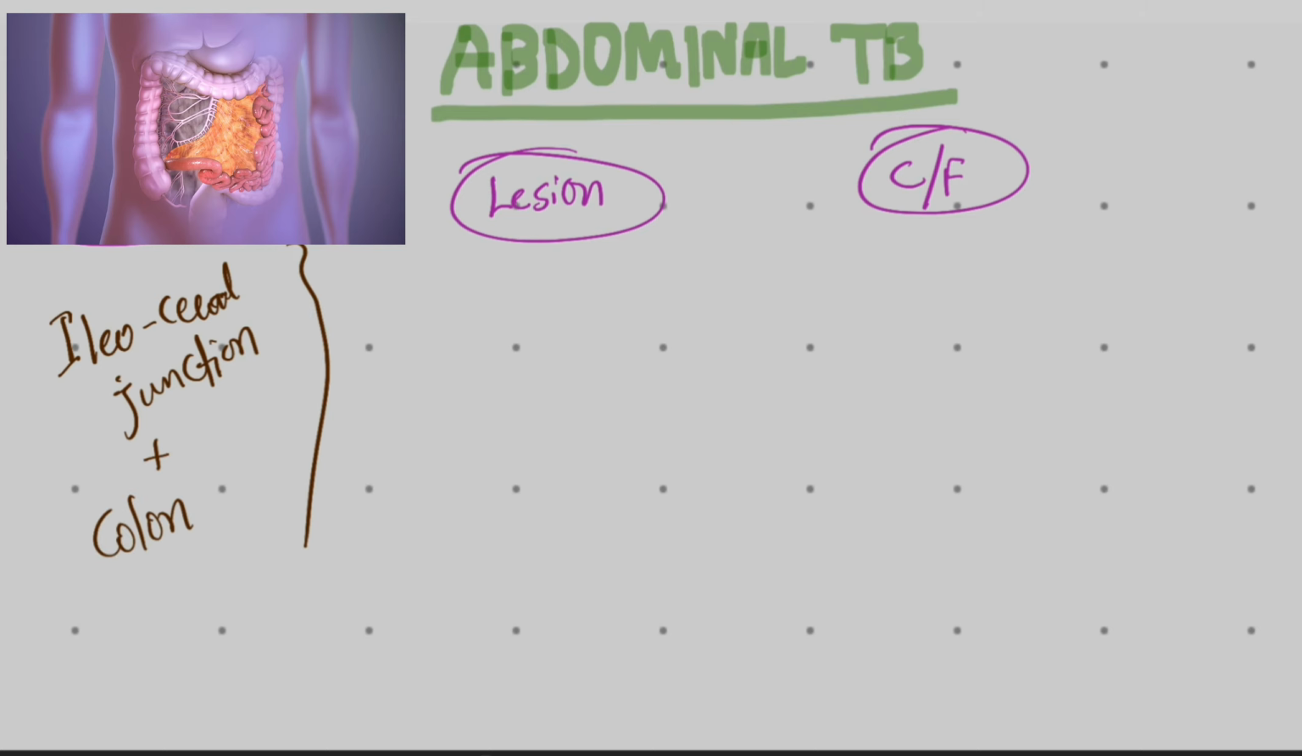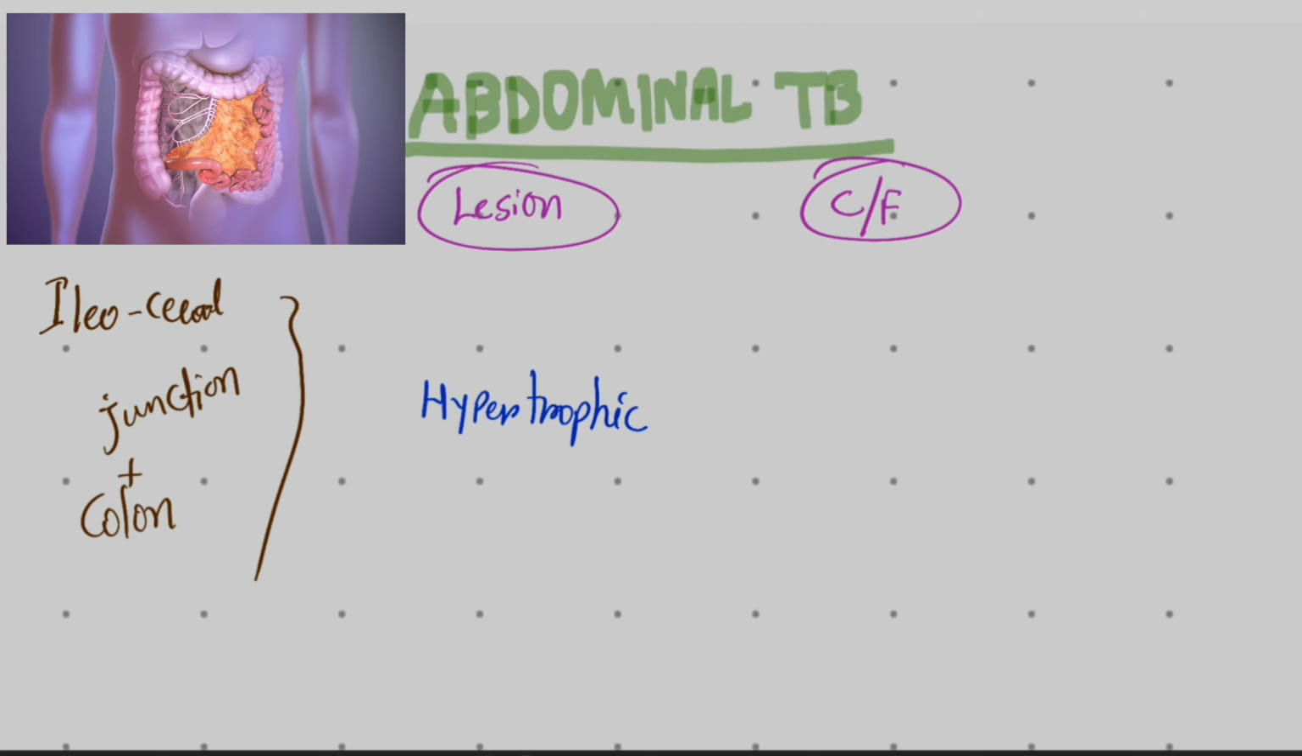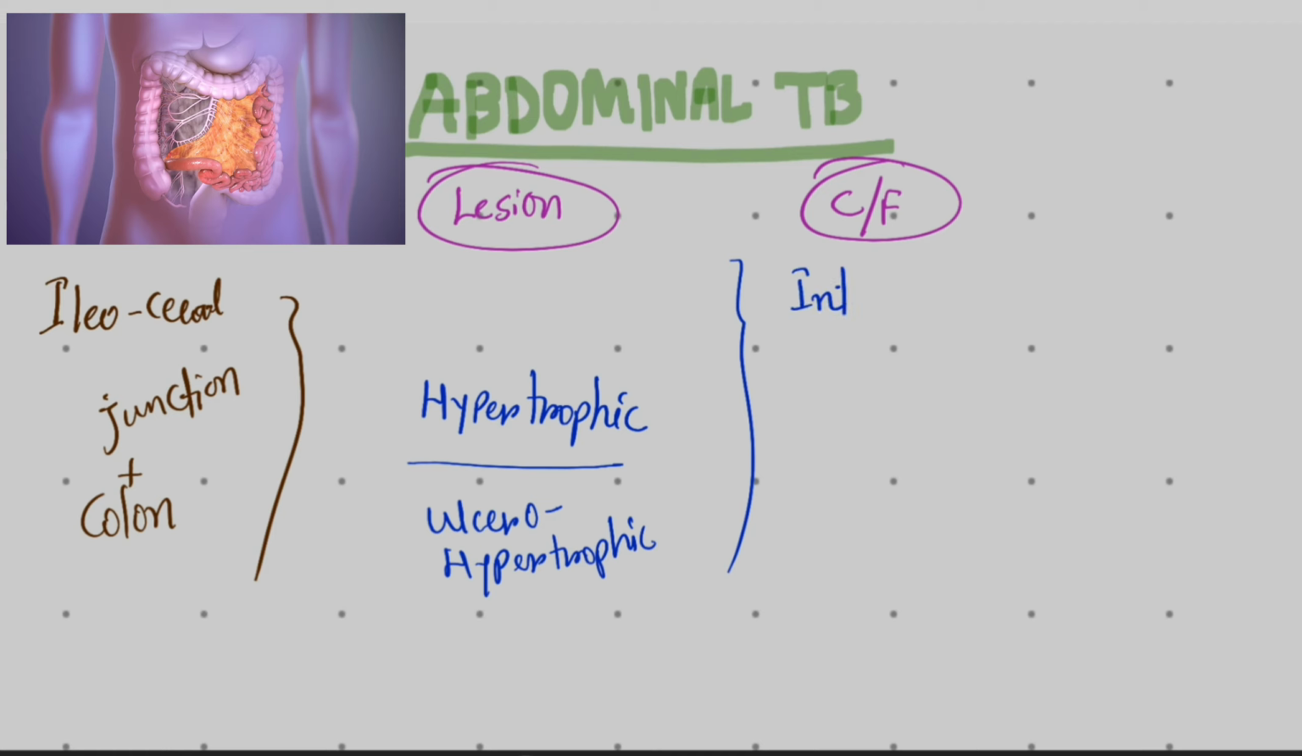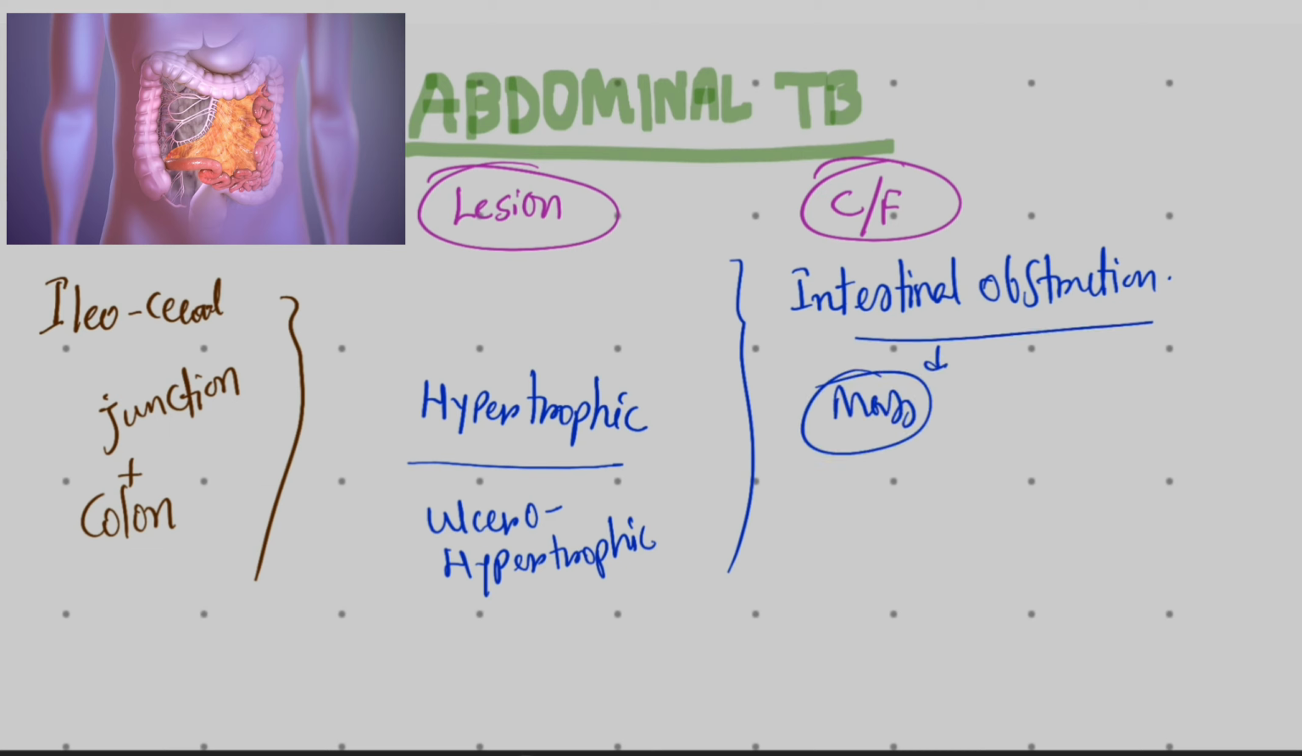What lesion may it produce there? Unlike the small intestine, the lesions here are hypertrophic in nature, or there may be ulceration, so ulcero-hypertrophic. What might be the clinical features due to this? Definitely, a hypertrophic lesion can cause intestinal obstruction. It can lead to a mass-like lesion. Again, it can cause lower GI bleed, and there may be fever, along with other signs of TB like night sweating, weight loss, etc.